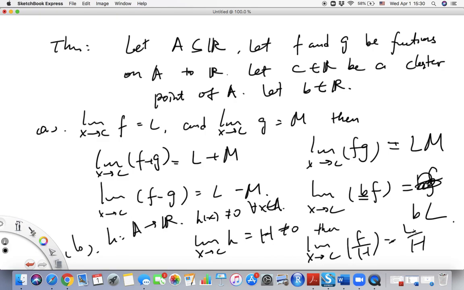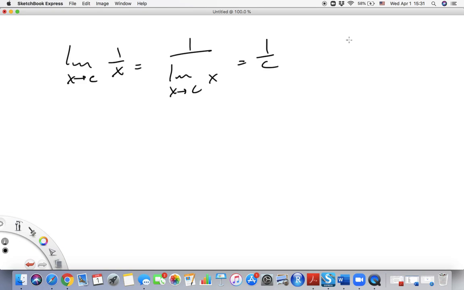Given that, we can solve a lot of problems. So here are some examples. The limit as x goes to C of 1 over x is just 1 over the limit as x goes to C of x, which is 1 over C, provided that C is not equal to 0. That's part b of the previous theorem.